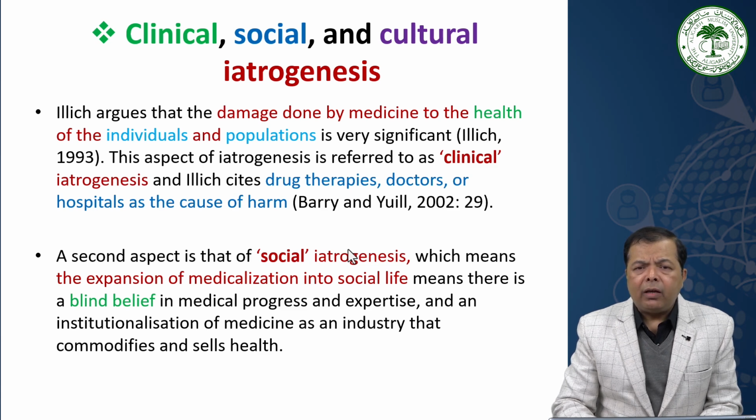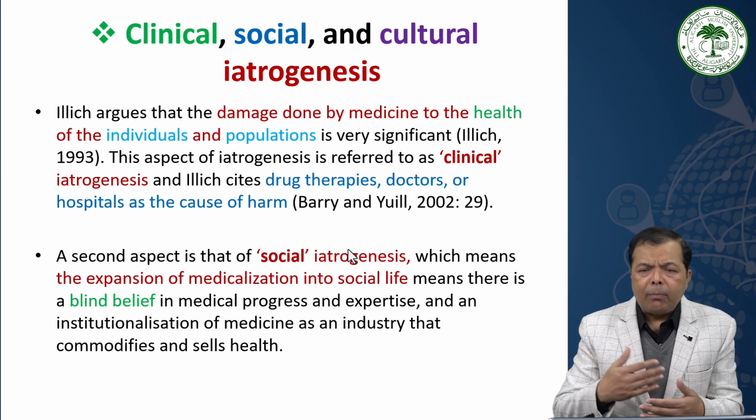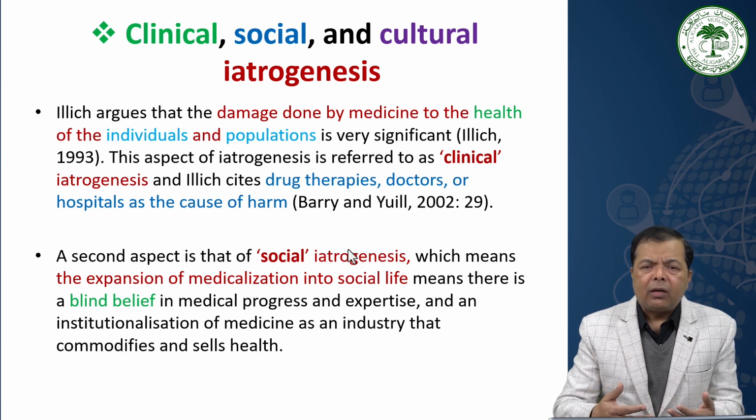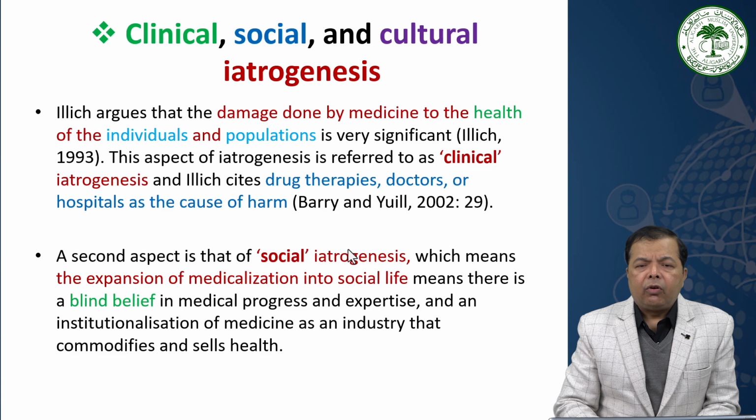Illich argues that the damage done by medicine to the health of individuals and populations is very significant, and this is clinical iatrogenesis. Because if some medicine, maybe the wrong medicine, maybe some kind of wrong surgery, whatever, is done and that has caused damage to health, then this is simply clinical iatrogenesis, right? So when people go for certain drug therapies, or get some prescriptions from doctors, or get hospitalized, and because of these things certain negative things are happening that damage their health, that kind of iatrogenesis could be identified as clinical.